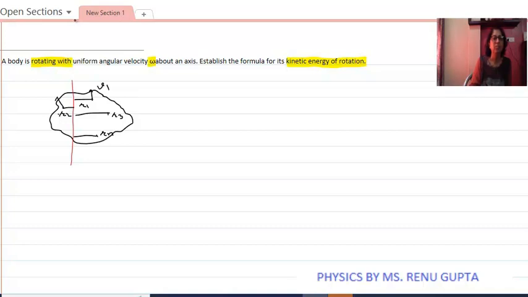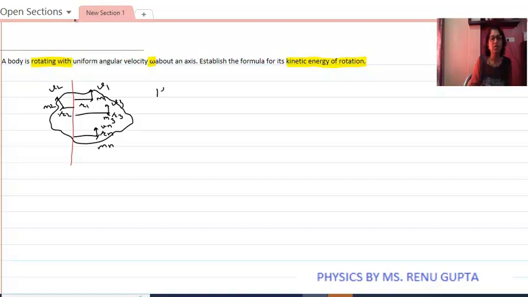This is moving with velocity v1. This is moving with velocity v2. This is moving with velocity v3, and this is moving with velocity vn. Therefore, the mass of this particle is m1, mass of this particle is m2, mass of this particle is m3, mass of this particle is mn.